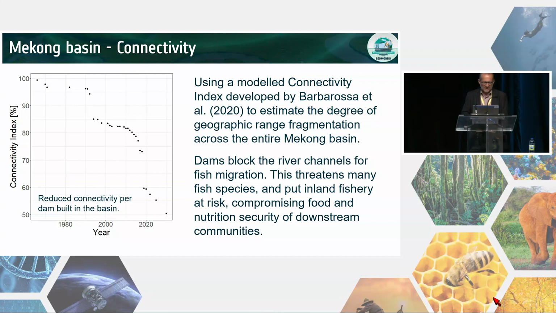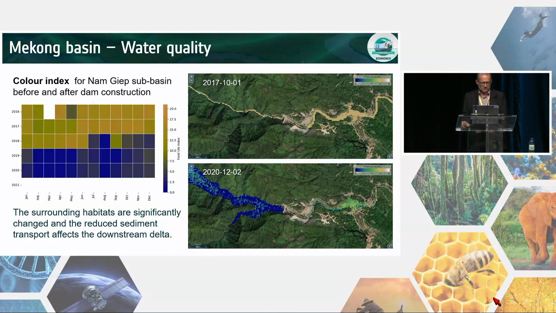And as you know, the dams are blocking the river channels, so the fish migrate much less. This threatens a lot of fish species, but it also puts the fishery at risk for the downstream communities. There was a second product in this pilot, which was to look at the sedimentation in the downstream part of the river.